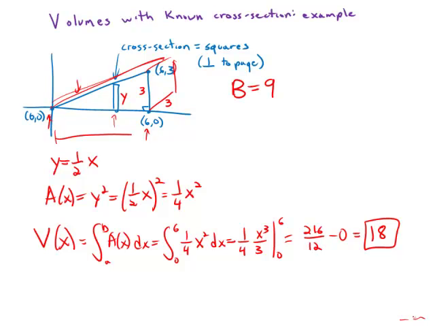The height is this length right here, so that height is 6. And so the volume of a pyramid is 1/3 base times height, 1/3 times 9 times 6, and that also equals 18. So it turns out that for this particular shape, which we can find with geometry, the work with calculus matches what we would expect from geometry.